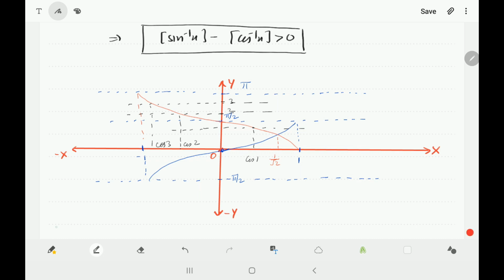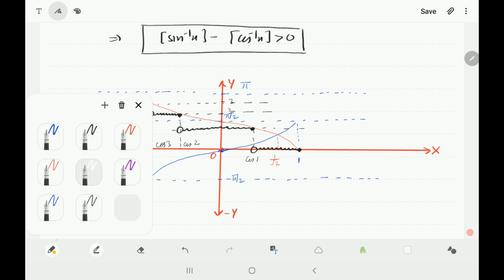Okay. So now let's take the greatest integer of cos inverse first. So here we will have the function as 3. Now from here to here we will have the function as 2. From here to here we will have the function as 1, and from cos 1 onwards we will have the function as 0. Okay. So this is the graph of greatest integer of cos inverse x.